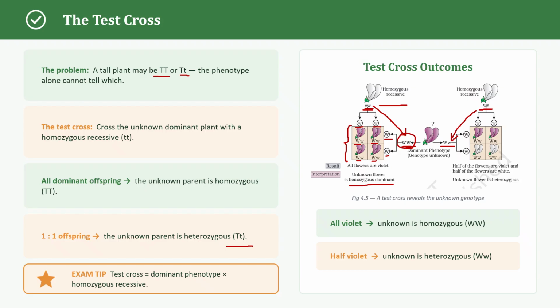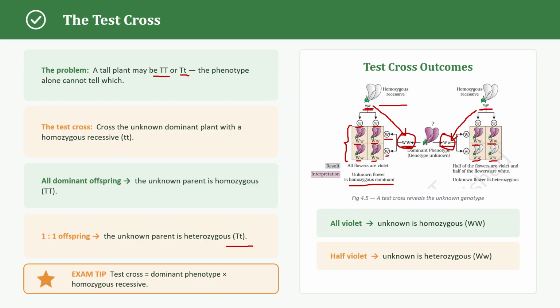But here what happened? Here also we did the same process. Here it is dominant, dominant. But here both are not dominant. It's a recessive, right? So what happened here? Here two are violet flowers and two are white flowers. So half of the flowers are violet and half of the flowers are white. So the unknown flower is a heterozygous. Yes, here it is proved, right? So it is a heterozygous.